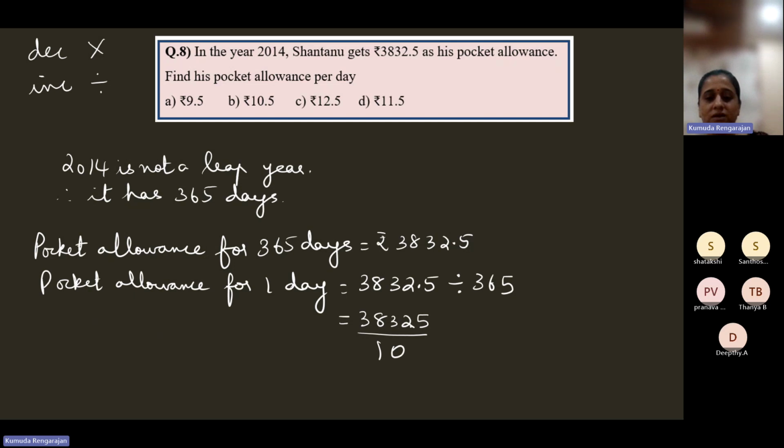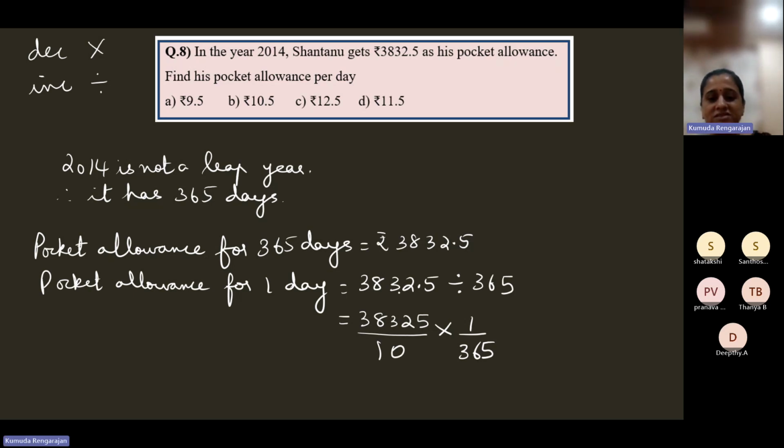So now this becomes 38325 divided by 10. Now this is divided by 365, right? So it becomes 1 by 365. See, you know all this. It's just that you're applying it in a word problem. You've been doing this. The numerical question was given straight away. And that's what you've been doing all the while. Now the same thing is given in a situation as a word problem. That's all it is.